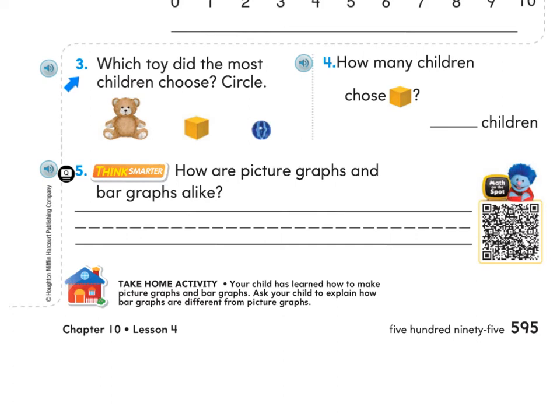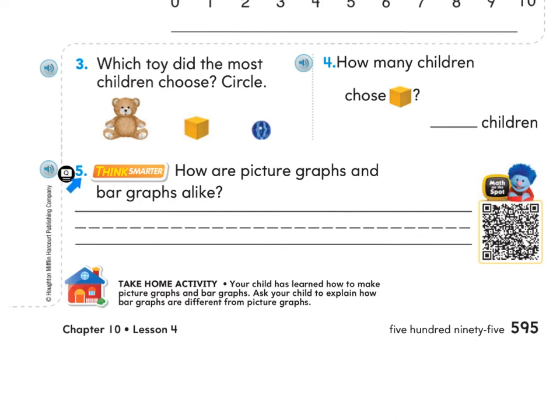So number 3 says, which toy did the most children choose? So circle which one the most people chose, bears, blocks, or marbles. Then number 4 says, how many children chose blocks? Okay, so write the number of children, or people, obviously, who chose blocks as their favorite.